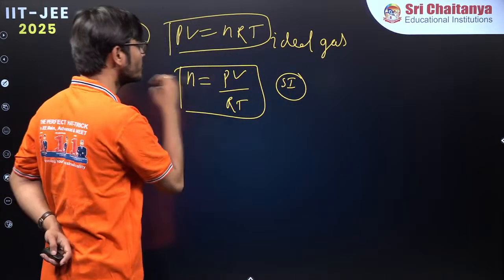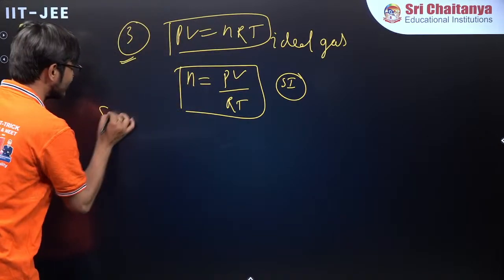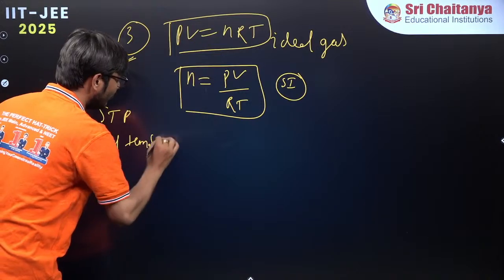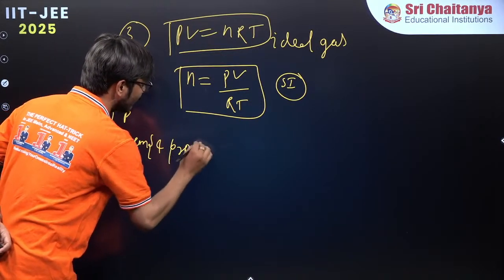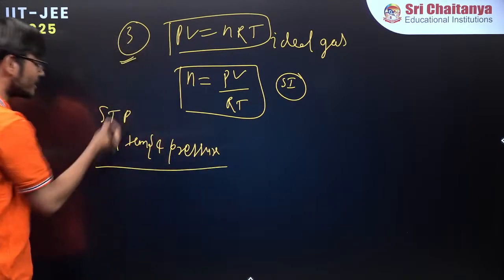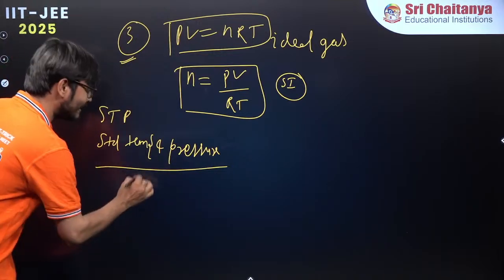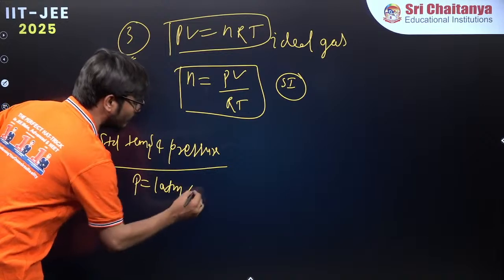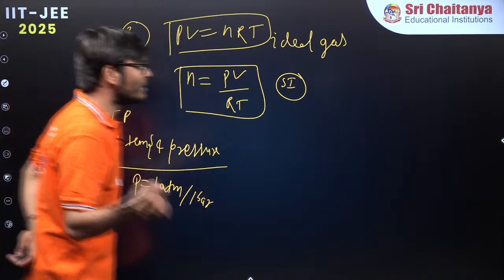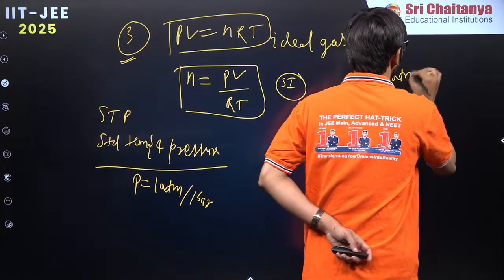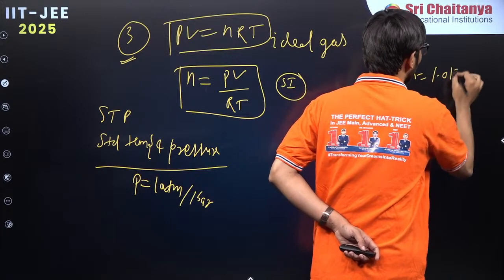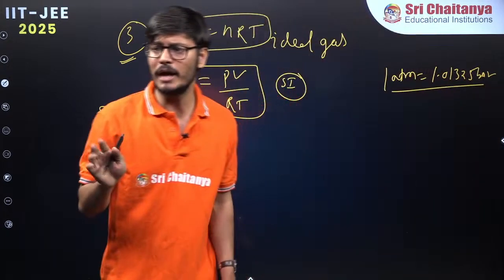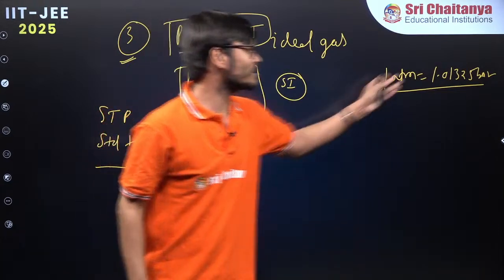Okay. Now there is a term called STP, which is known as standard temperature and pressure. What is standard temperature and pressure? In this condition, pressure is taken as 1 atm. In some books, you will find 1 bar. But because we know that 1 atm is equal to 1.01325 bar, there is not a huge difference. Very minute difference. So it doesn't matter much.